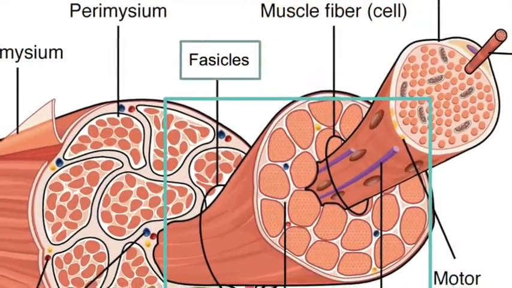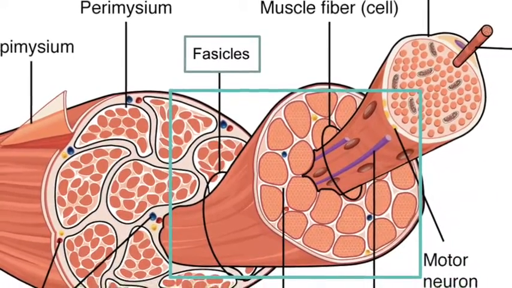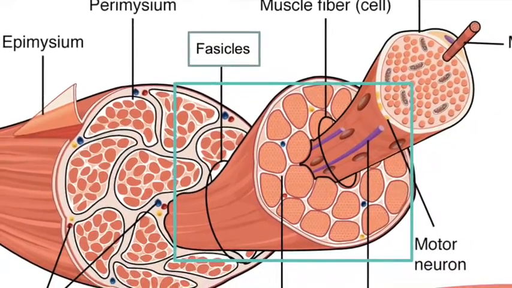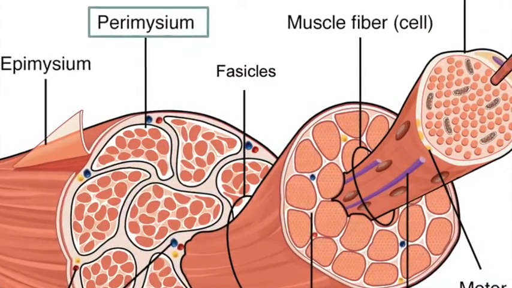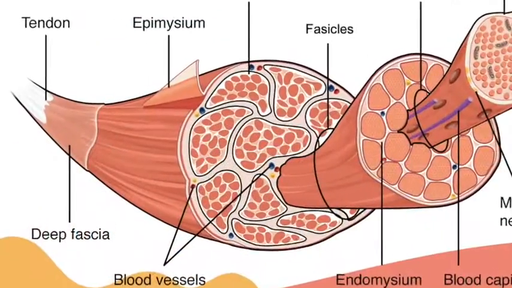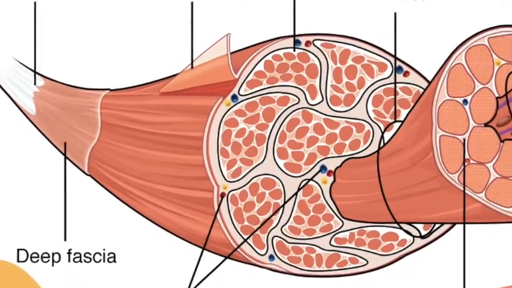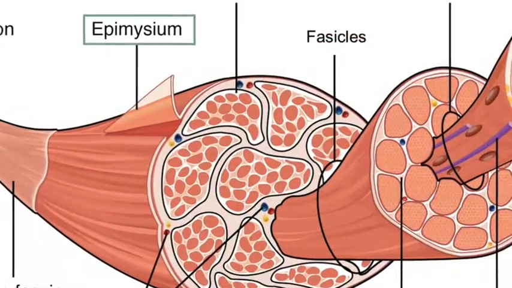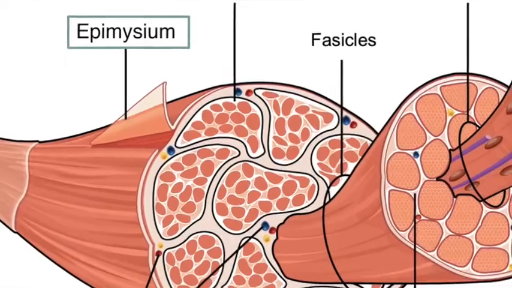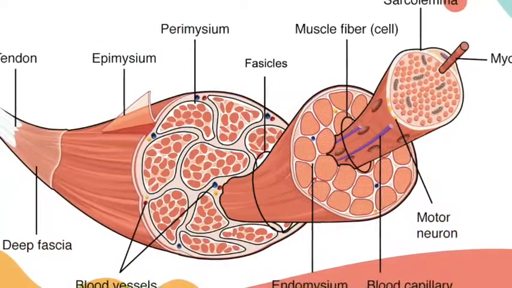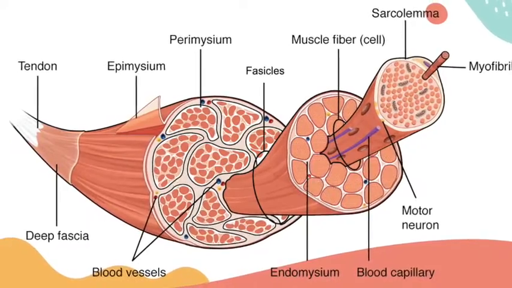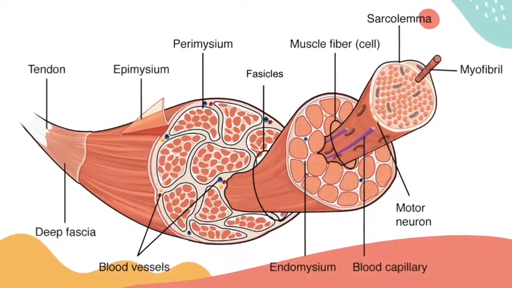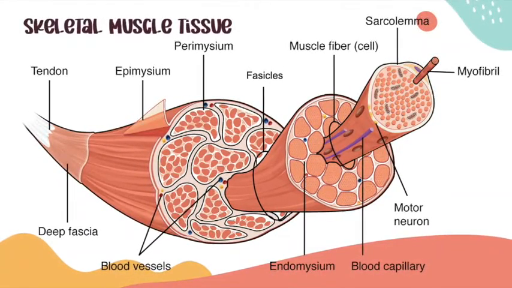Those muscle fibers then form larger bundles called fascicles, which are surrounded by a layer of connective tissue called the perimysium. Multiple fascicles group together to form a larger structure that is surrounded by another sheath of connective tissue called the epimysium. So this group of fascicles, along with blood vessels, nerves, and other tissues, forms a skeletal muscle. It's not really that complicated.